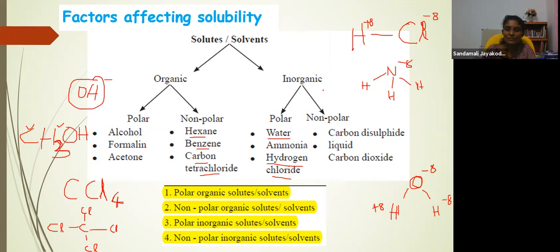And then some non-polar inorganic substances are there. Carbon disulfide, that means CS2.